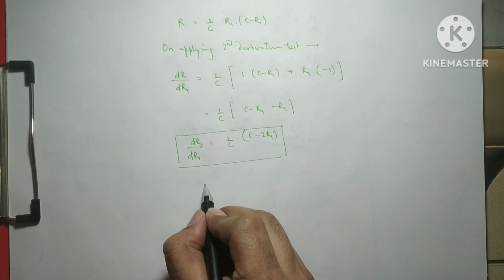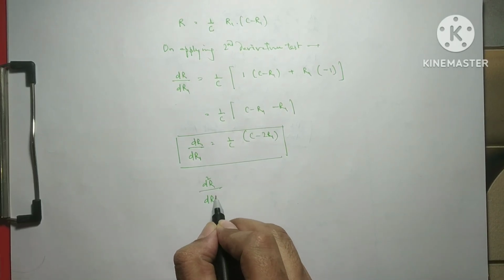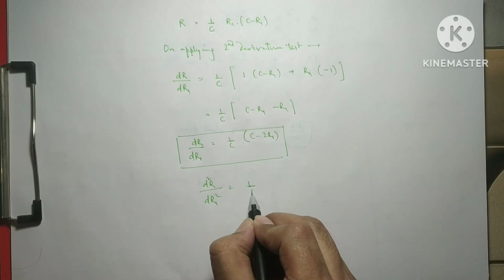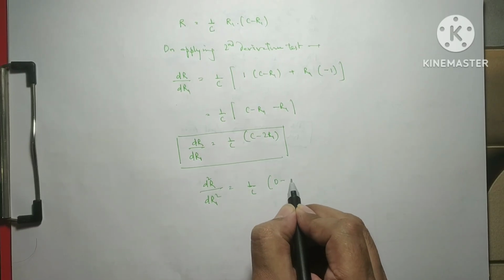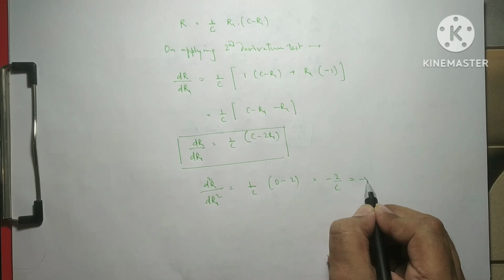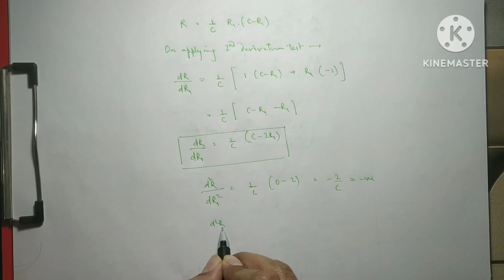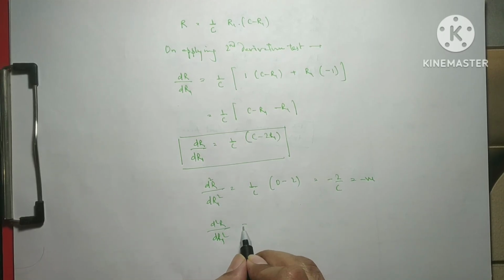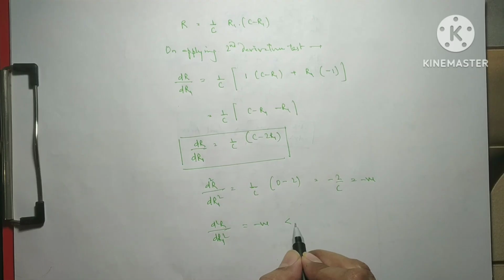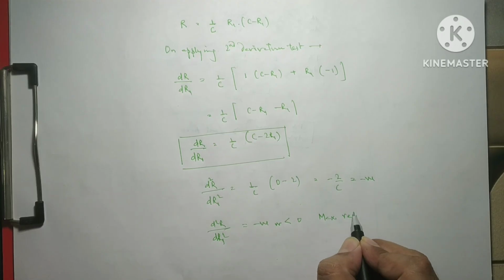Now we will find the second derivative, that is 1 over C, and there is 0 minus 2. So we get minus 2 by C, or you can say negative. So it means the second derivative is negative, or you can say less than 0. So it shows the maximum resistance right now.